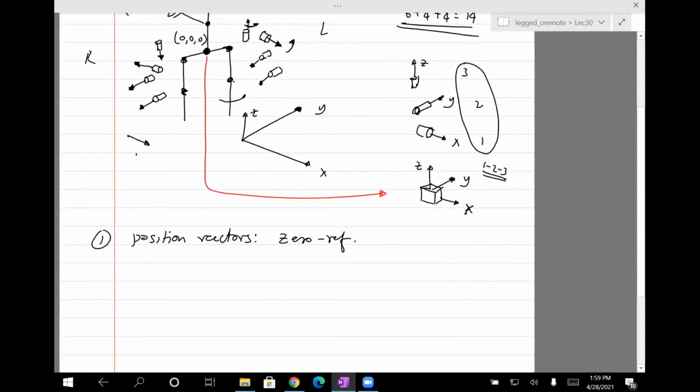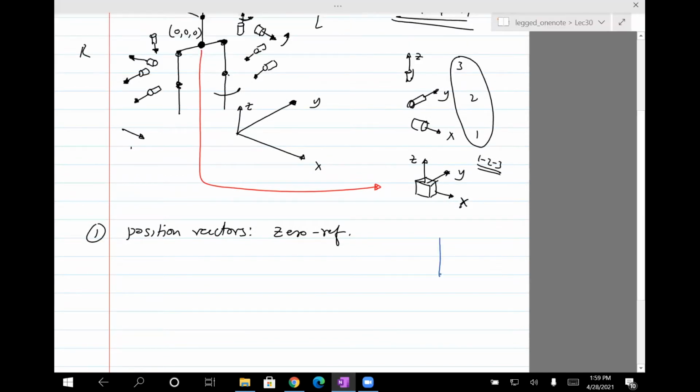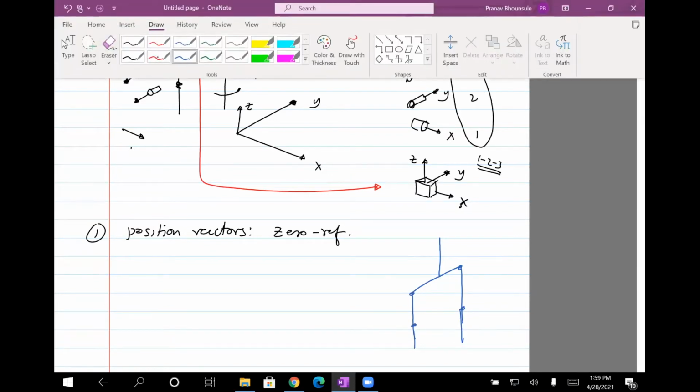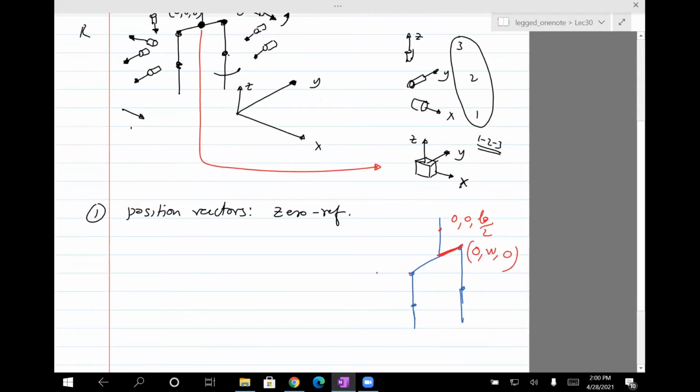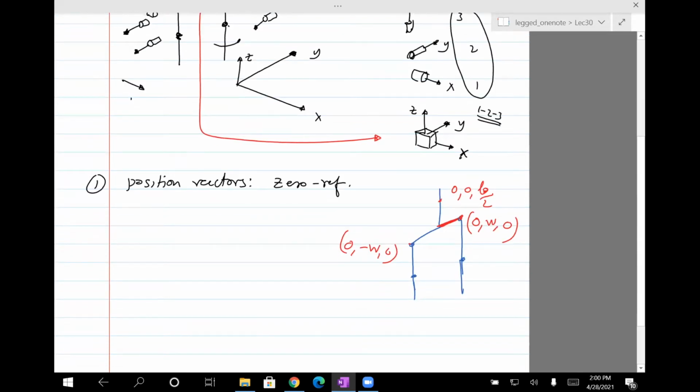Let me not clutter this on the same figure. Let me just draw a new one. Okay, so this one is 0, 0, L0 divided by 2. I believe I took this to be the width W. So this is going to be X is 0, Y is width W, and then along the Z-axis is going to be 0. This one is going to be 0, minus W, 0. Let me just check this quickly. Yeah, that's right.